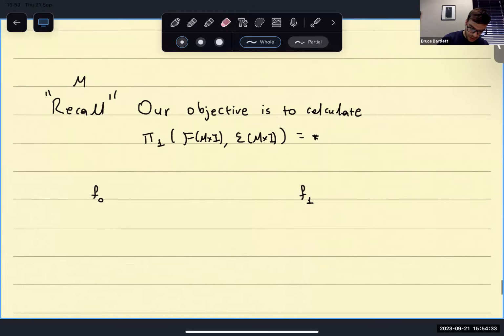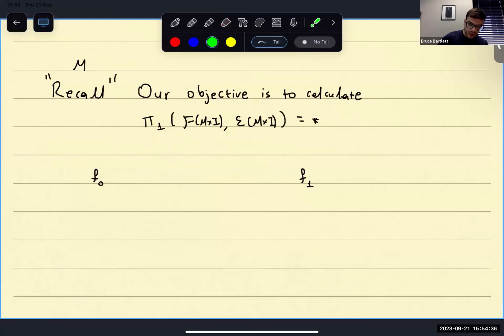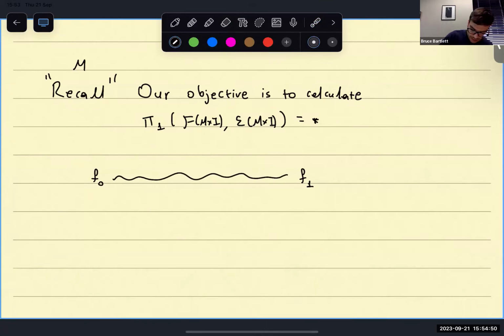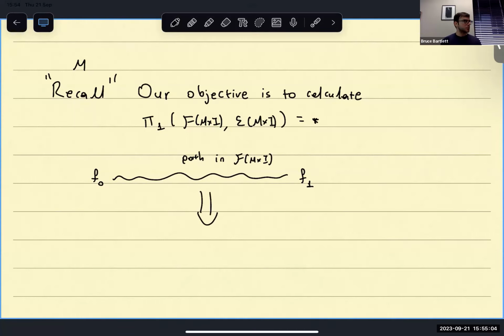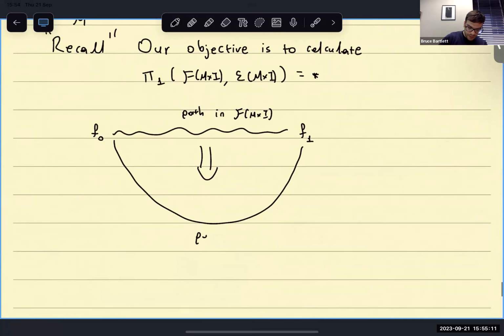So the picture. So what would we have to prove? If you give me f0 and f1, and those are smooth real valued functions on M cross I with no critical points, and you give me a path between them in the space of all smooth real valued functions, I want to find a homotopy to another path of smooth real valued functions that have no critical points.